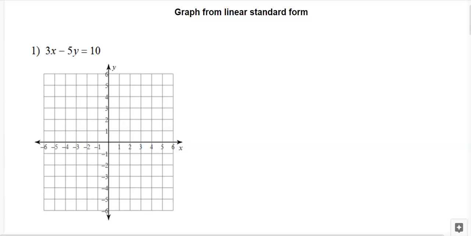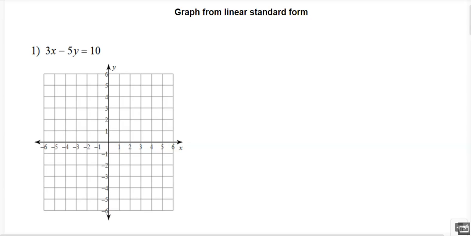All right, Khan Academy, graph from linear standard form. This is one of the tougher equations that they can give you to graph. So it requires a little bit more work than slope-intercept. So, there's a couple different ways I'm going to show you how to do it.